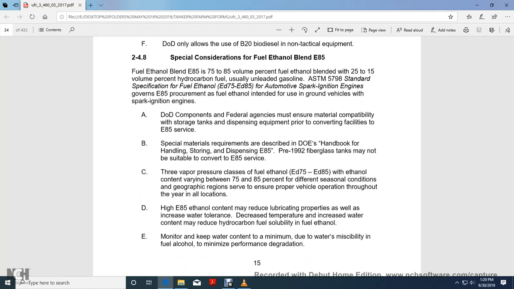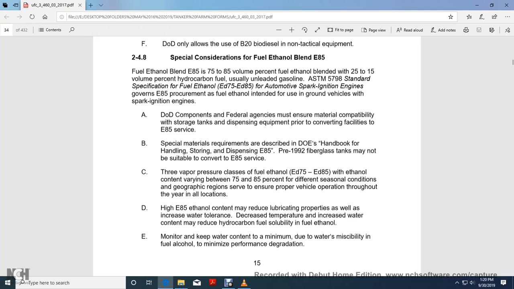Special consideration: fuel ethanol blend E85. Fuel ethanol blend E85 is 75 to 85 volume percent fuel ethanol blended with 25 to 15 volume percent hydrocarbon fuel, usually unleaded gasoline. ASTM D5798, standard specification for fuel ethanol for automotive spark ignition engines, governs E85 procurement of fuel ethanol intended for ground vehicles with spark ignition engines.